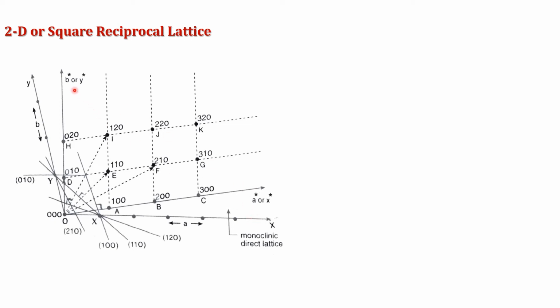Now, how do we get A star and B star? That we discuss first. In the direct lattice planes, we choose any lattice point as a common origin, and from that common origin we draw normals to all sets of parallel planes. For example, if we consider the direct lattice planes 100, 200, 300, 400 and so on along the x-axis, for that set of planes we draw the normal. That normal is along A star.